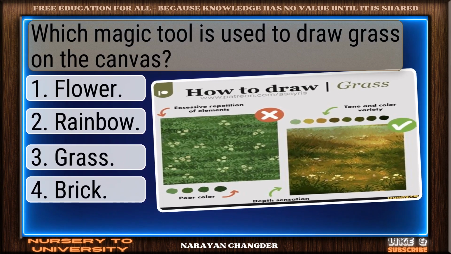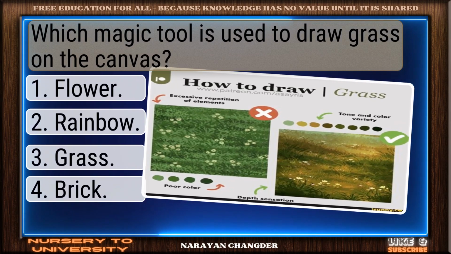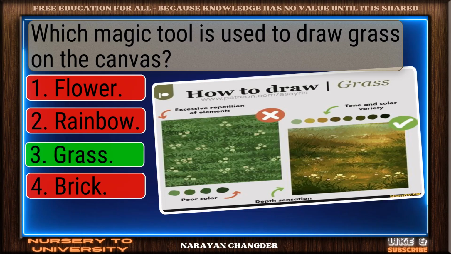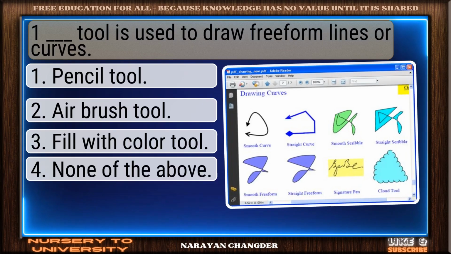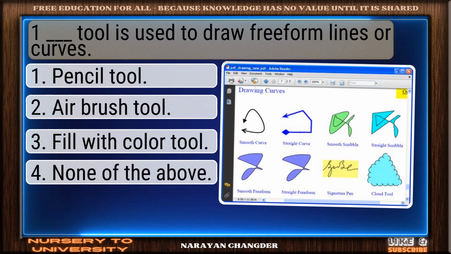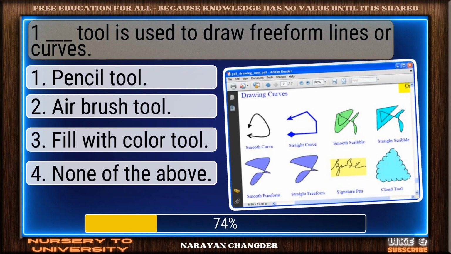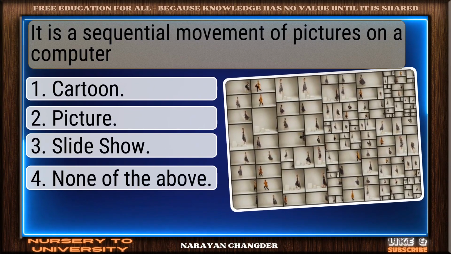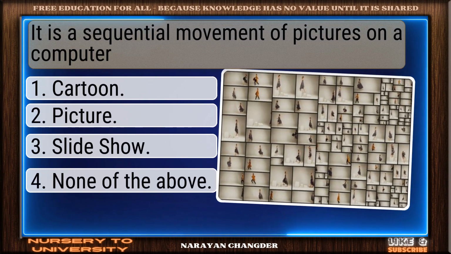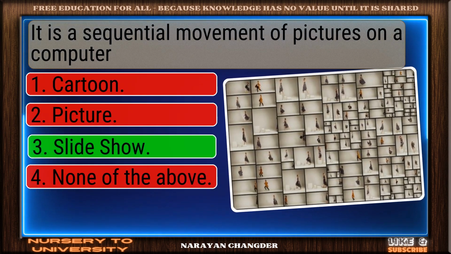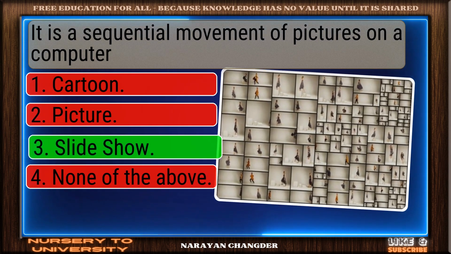Which magic tool is used to draw grass on the canvas? You chose grass? Correct. One dash tool is used to draw freeform lines or curves. Well done. Pencil tool is right. It is a sequential movement of pictures on a computer. Nicely done. Slideshow is solid.